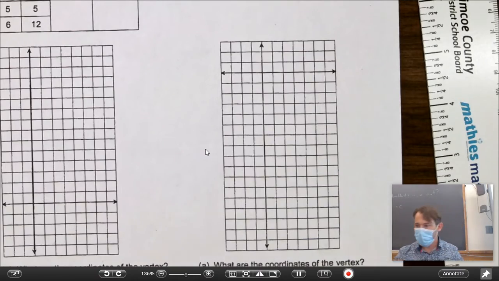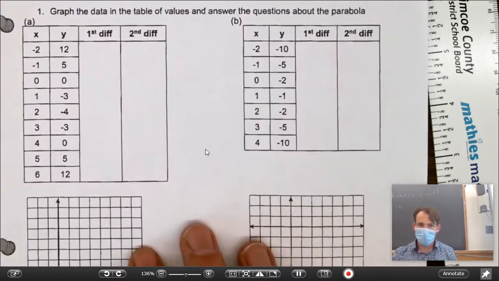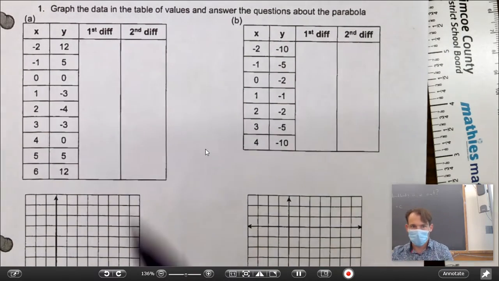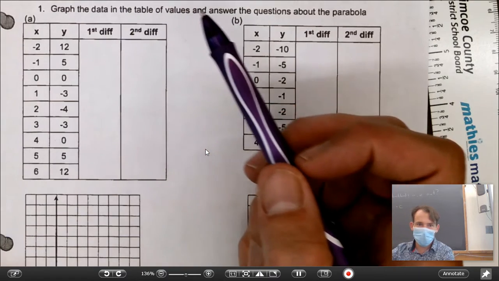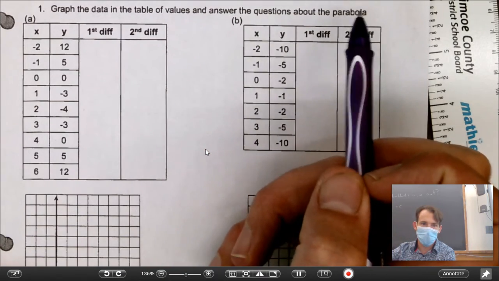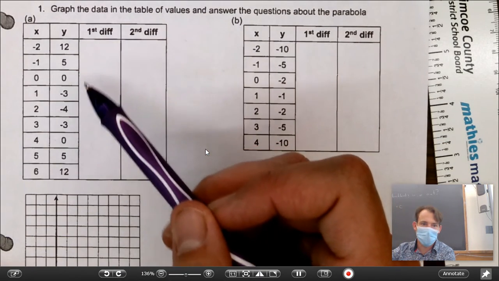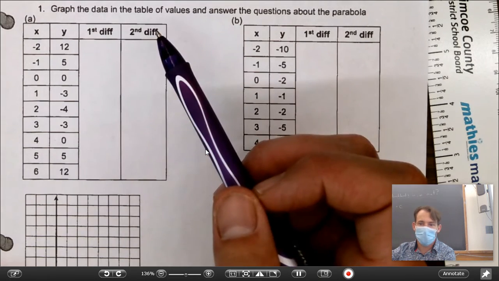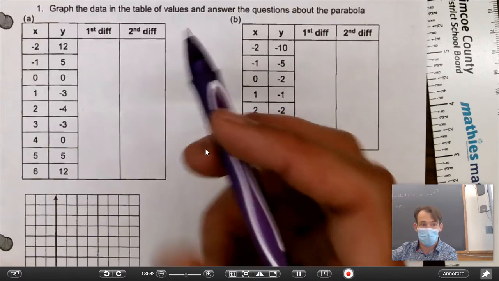So now you have some examples that we can do together, and that you can also continue on your own. All right. So let's do some of these together. Here is graph the data in the table of values and answer questions about the parabola. First, let's analyze this data here. Okay. So we're going to first do first differences and second differences. And this was a review from yesterday.